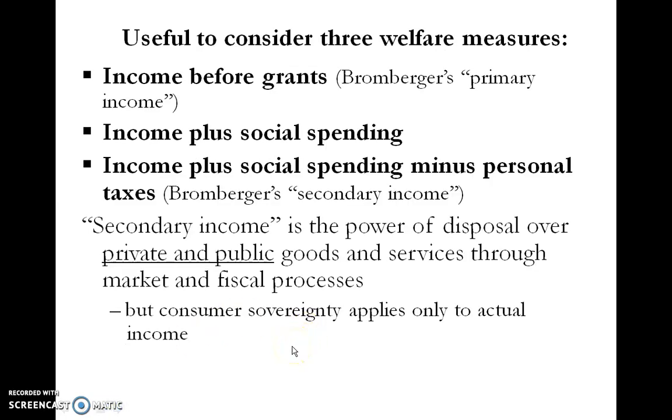is using Lorenz curves to consider the impact or the effect of government intervention in the economy, specifically when it comes to taxation and social spending. So you know from the Bromberger paper that the income that we earn before we are taxed and before we receive any kind of social grant, that's your primary income. And once you factor in social spending by government as well as taxation, you then get your secondary income.